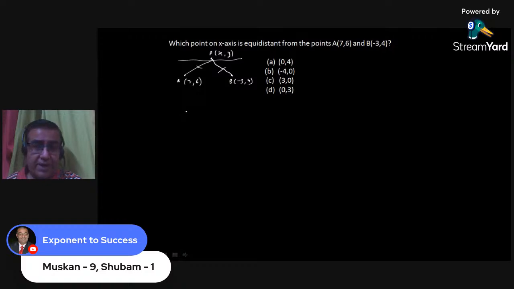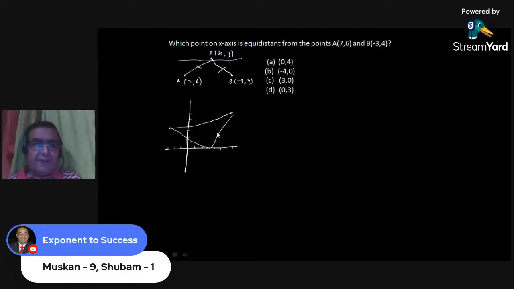Okay, if I actually make a graph, 1, 2, 3, 4, 5, 6, 7, and 6 units on top. 1, 2, 3, 4, 5, 6. So the point should be somewhere here. And minus 3, 4 should be somewhere here. So the line is like this. So I think the point should be somewhere here, which will be equidistant from both of them.